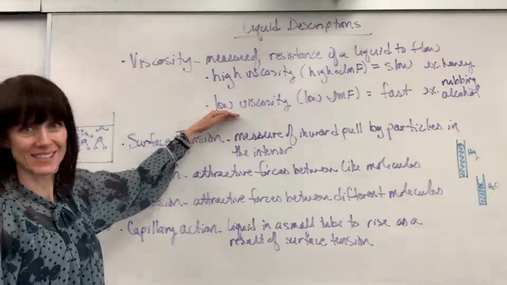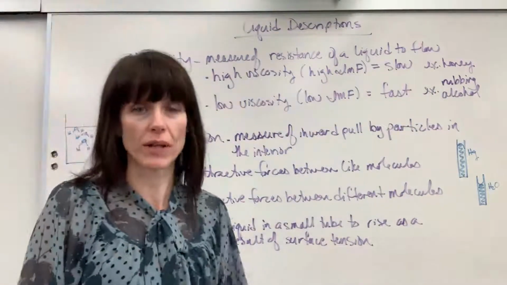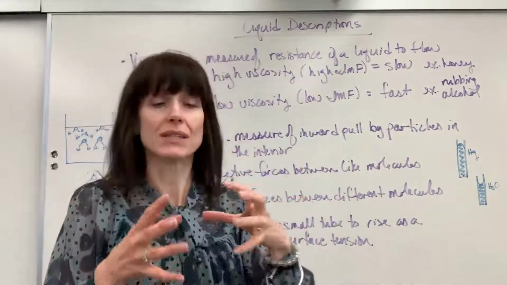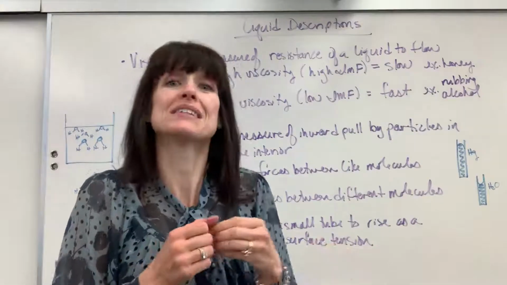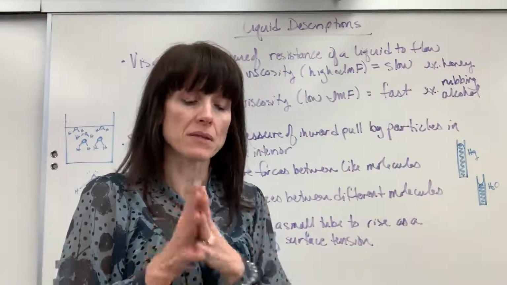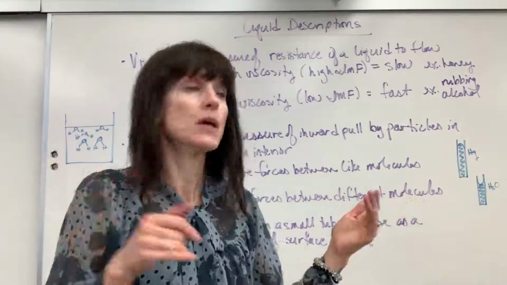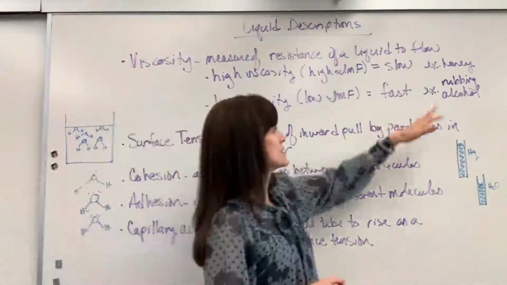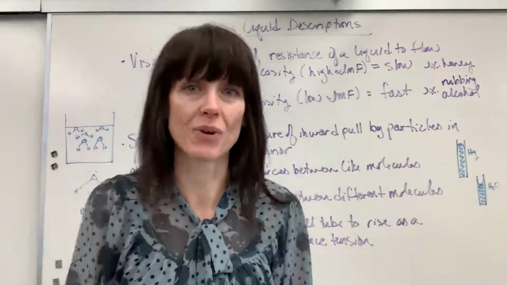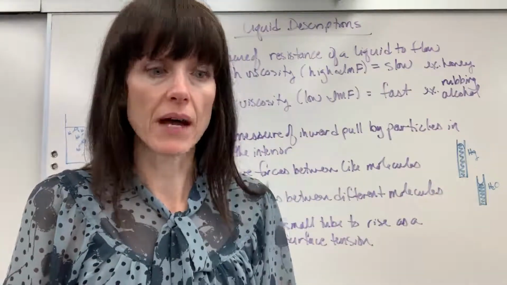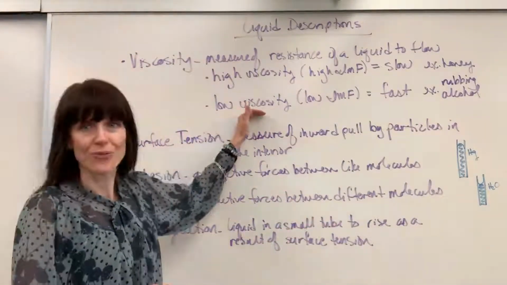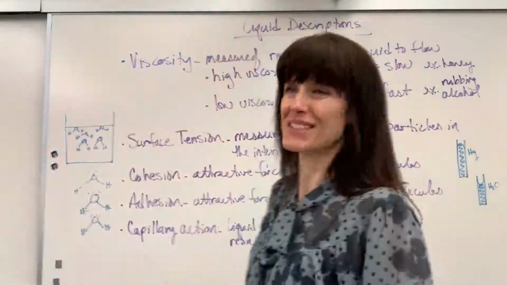Now a low viscosity, this means that it has lower intermolecular forces comparatively, and so it's going to be easier to flow. There's less resistance to flow. That means the substance is going to move faster. So low viscosity means that it moves fast. And some examples of this, think about rubbing alcohol or hydrogen peroxide. If you accidentally spill that, man, it just comes out so quick because it has a low viscosity. Okay, so there's the first one, viscosity.